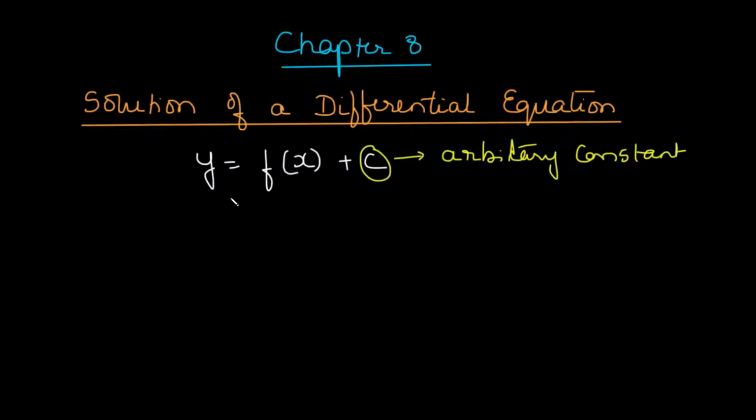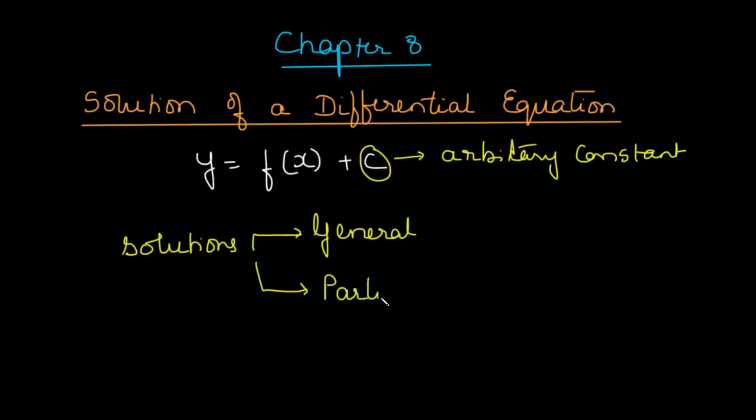Then we can say that there are two types of solutions for a differential equation. So solutions can be of two types. They can be either general solutions or they can be particular solutions. Now in the general solution, the number of arbitrary constants is equal to the order of the differential equation.